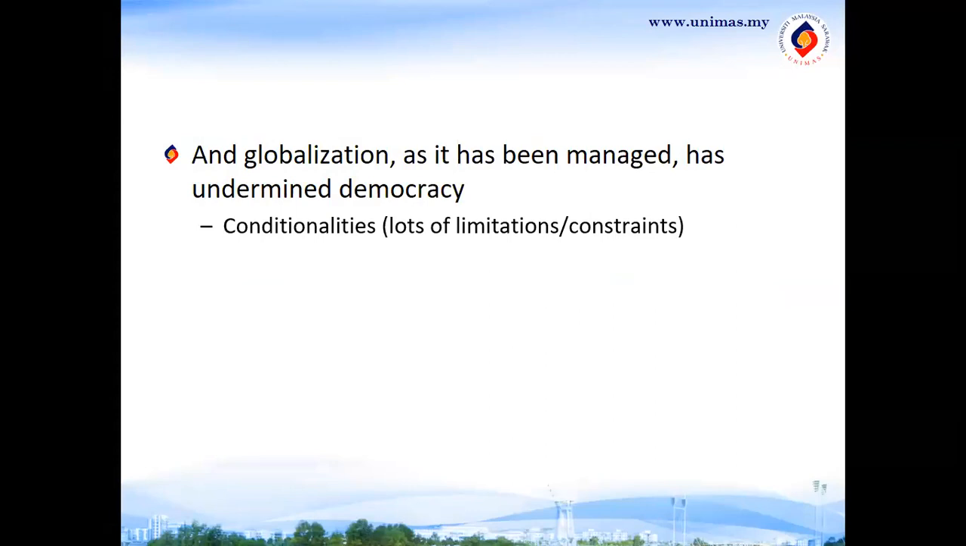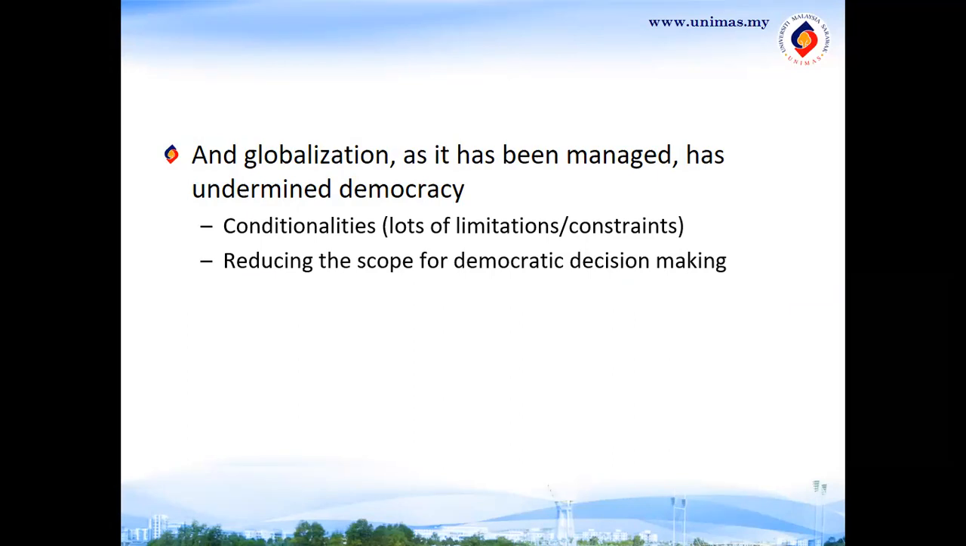so in a way, it has undermined democracy, and a lot because of the conditions that were set. Yeah, a lot of limitations, a lot of constraints they put out there, and also a reduction in terms of the scope of democratic decision making. As I said, because this is more or less dominated by the powerful nations. Yeah, jadi small nations, less developed nations have very little say.